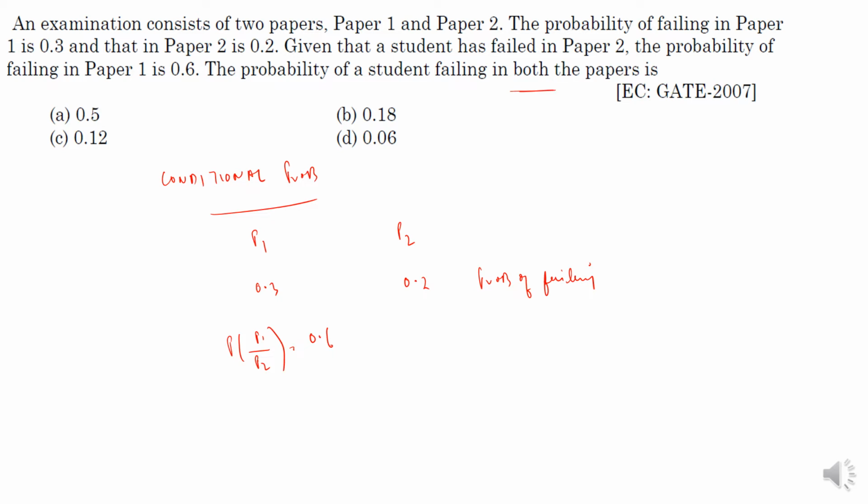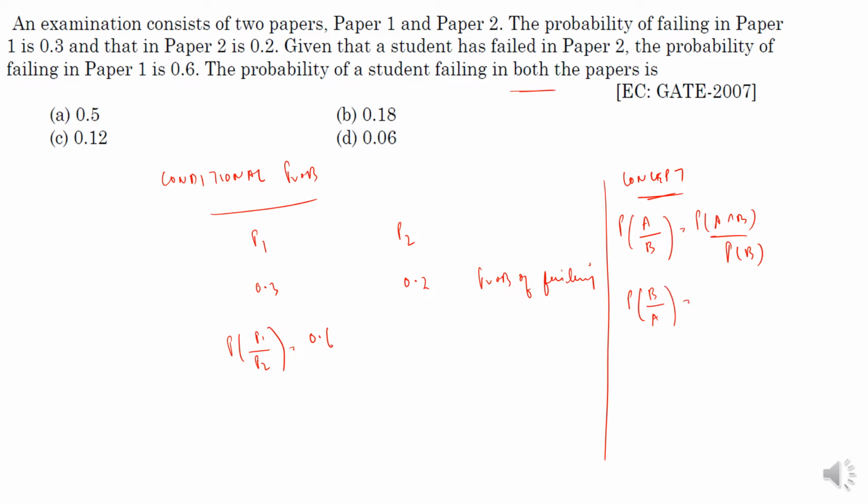So before doing this, we will see some concepts. Probability of event A given that B has already happened is written like this: P of A by B. It is given by probability of A intersection B by probability of B. Also, we can write the same thing as probability of B given that A has already happened is given by probability of B intersection A, or both are same, by probability of A. These are the two formulas which everybody should know. And this is the concept of conditional probability.